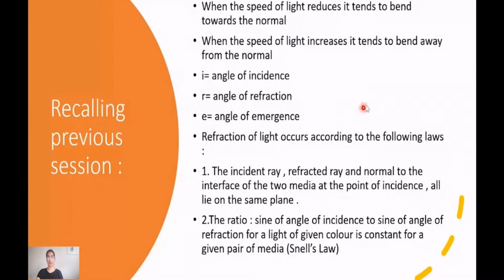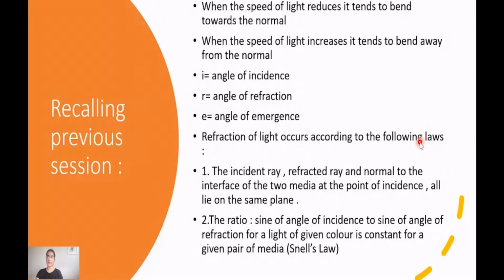is a constant, and this ratio is equal to the refractive index of the second medium divided by the refractive index of the first medium. That is the ratio, and it's a constant. This is Snell's law of refraction.